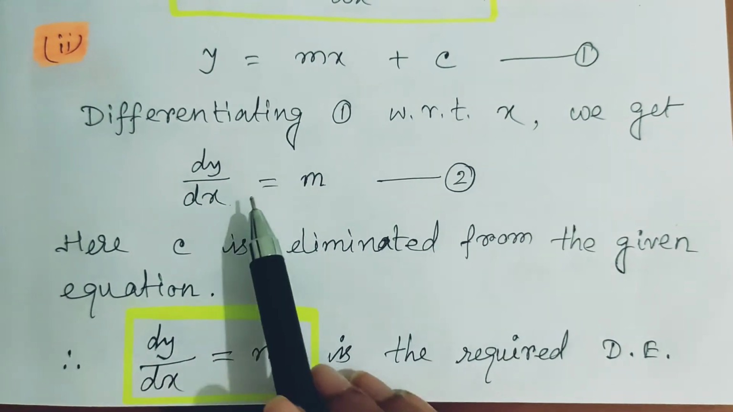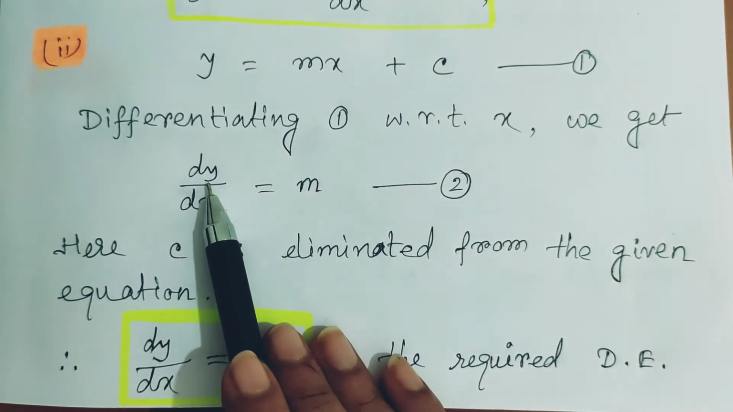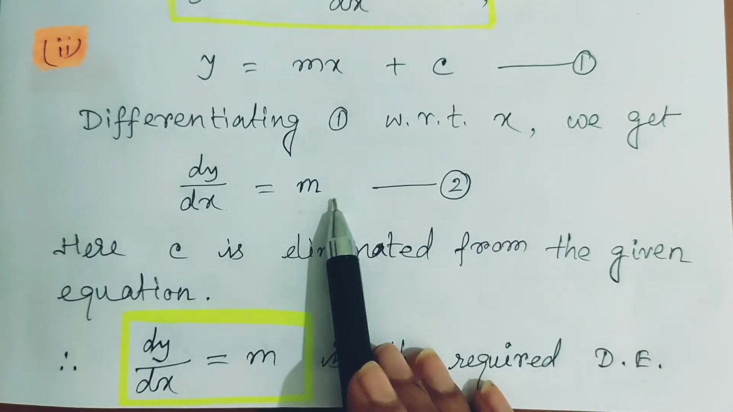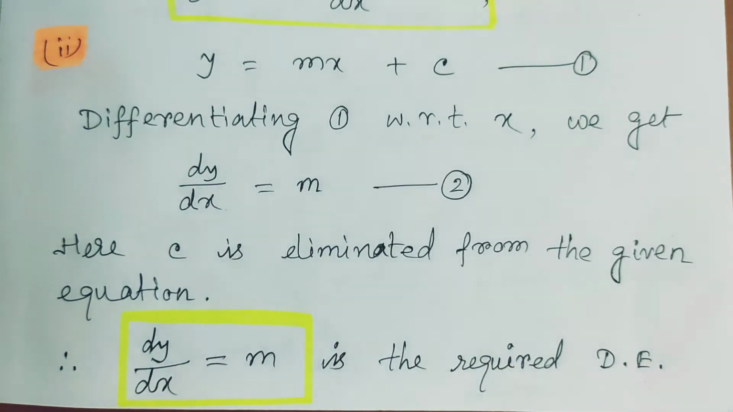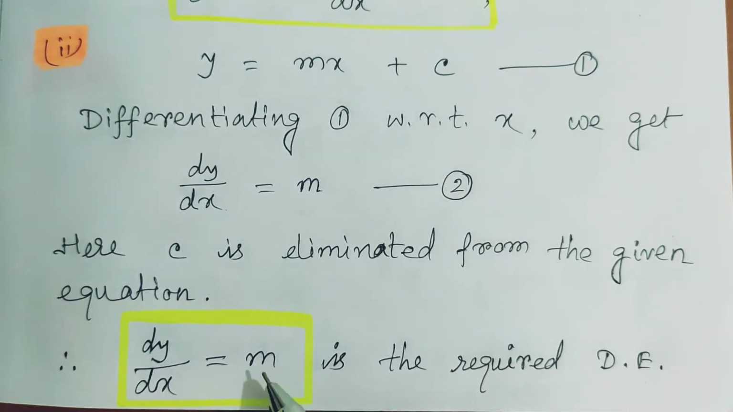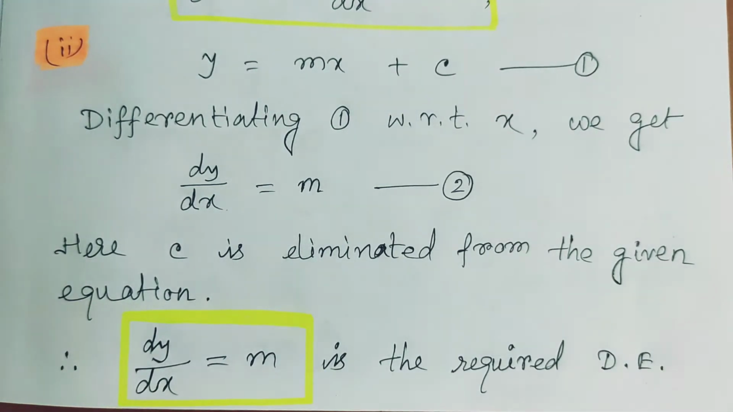We just simply again take the derivative with respect to x, and after the derivative we shall find dy by dx is equal to m. Just look, it is independent of c, that means c is already eliminated over here, so we can say dy by dx is equal to m itself is the required differential equation.